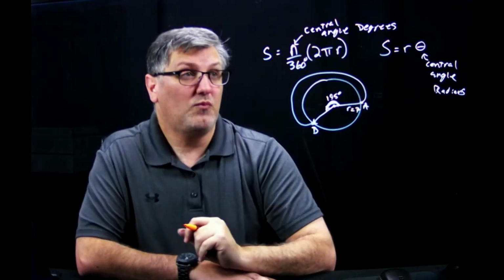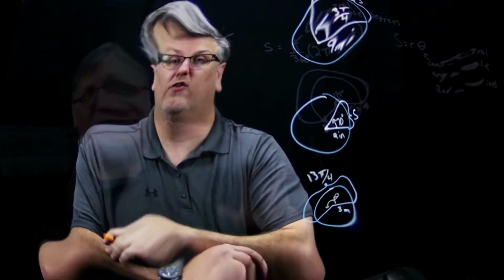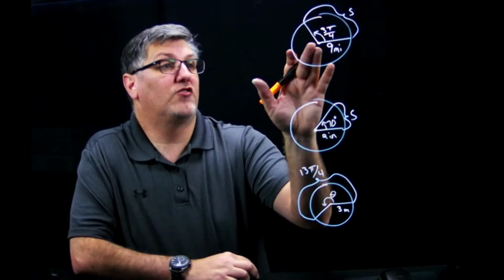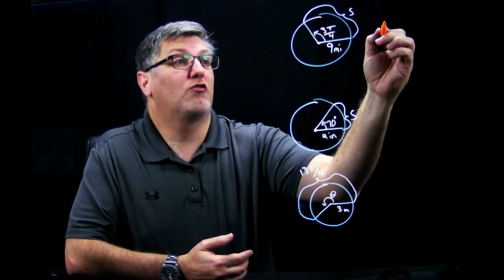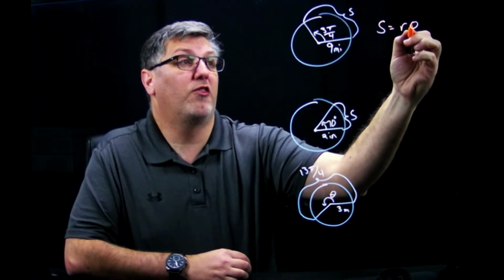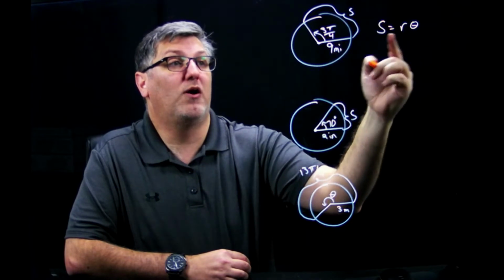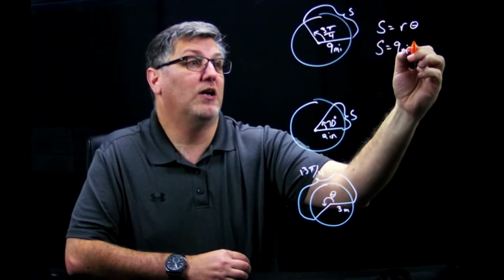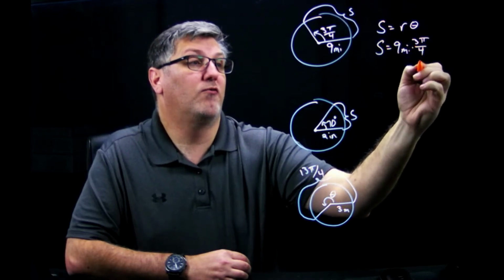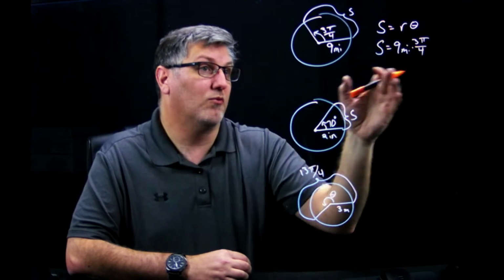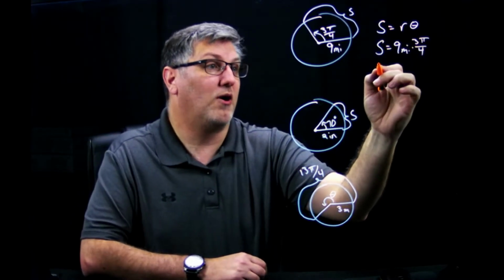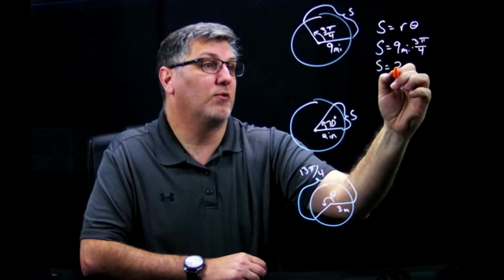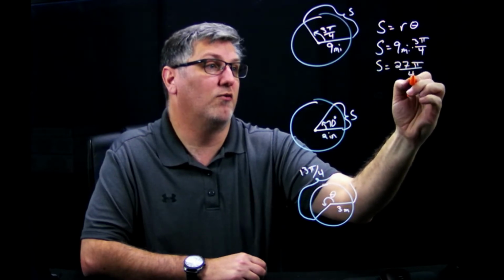All right, so let's work some examples here. I have 3 examples here. I have a circle that has a radius of 9 miles, and I tell you the central angle is 3 pi over 4, and I want to know what S is. Well, in this case, we're going to use a very simple formula. S equals r theta. My theta is my central angle, my r is my radius, so my length is going to be 9 miles times 3 pi over 4 radians. So my arc length is simply going to be 27 pi over 4 miles.